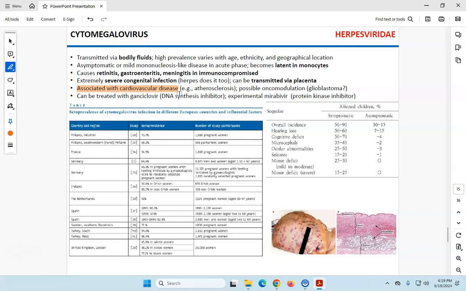Anyway, there is some legitimate linkage of CMV with atherosclerosis, with high blood pressure, possibly oncogenic properties, but it's just an association, so no causative relationship yet. Here comes the problem.